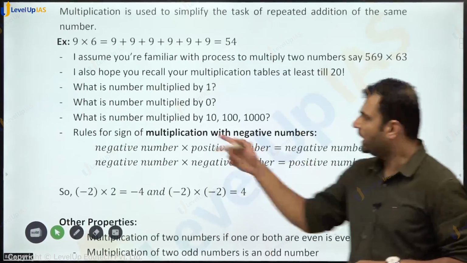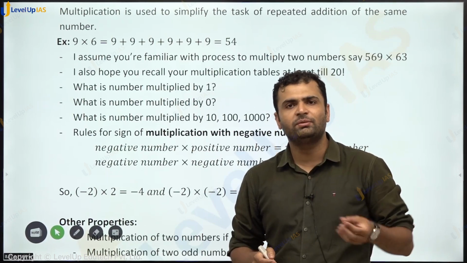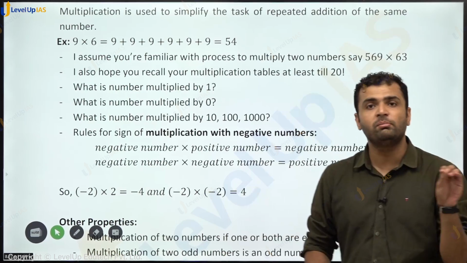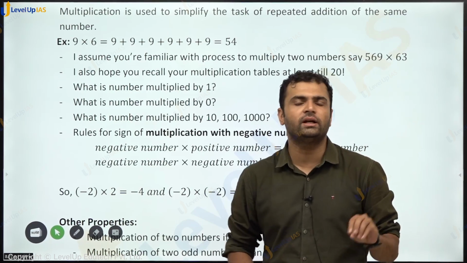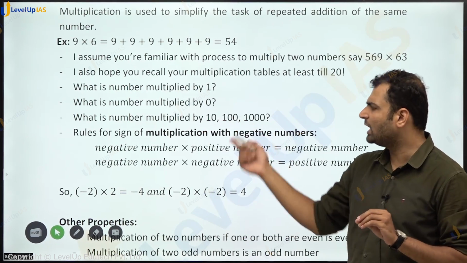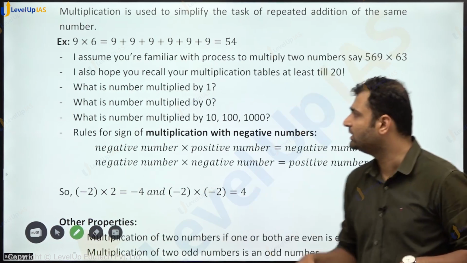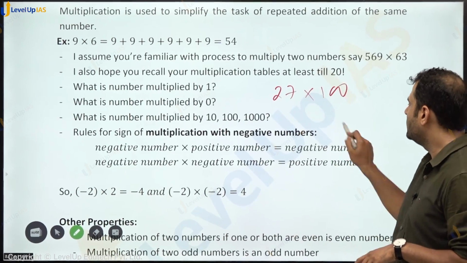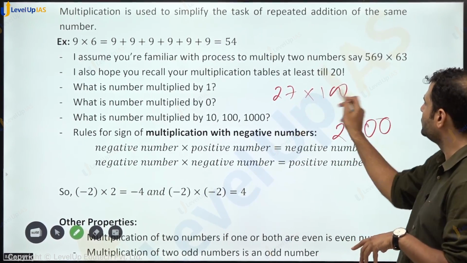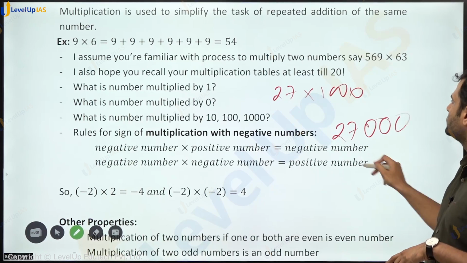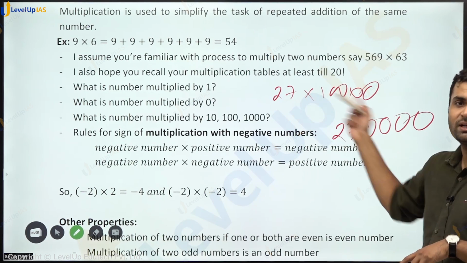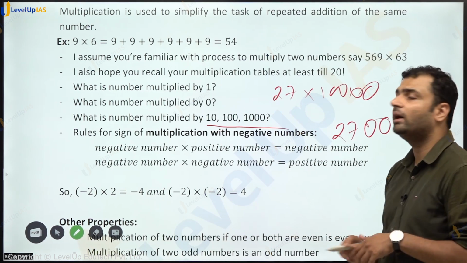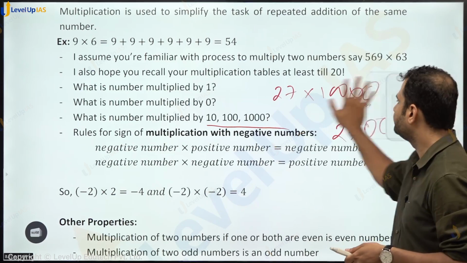Fine. Any number multiplied by 1 is the number itself, meaning 5 into 1 is 5. Any number multiplied by 0 is 0. Again, remember these basic rules, and then you will not get questions wrong. Number multiplied by 10, 100, 1000. I hope you are familiar with this as well. Any number, let us say 27 into 100, will be nothing but 27 followed by 2 zeros. If it is 1000, one more zero. 10,000, one more zero. Just add that many zeros at the end of the number if you want to multiply it by 10, 100, 1000, etc.